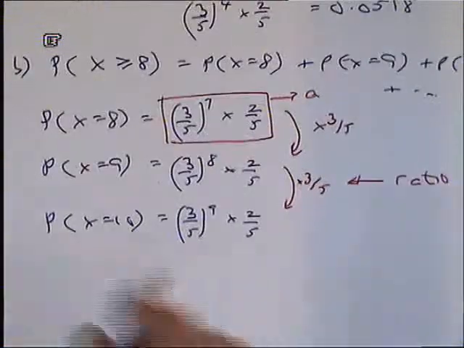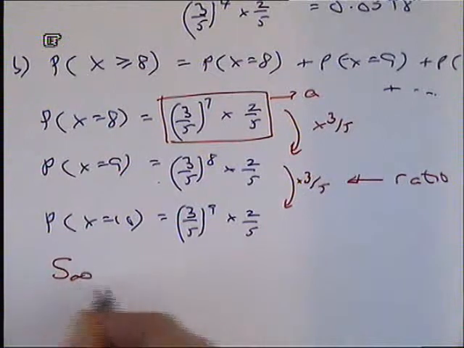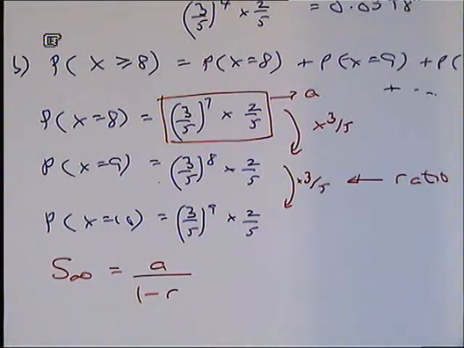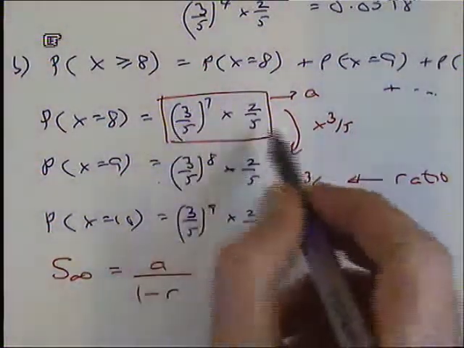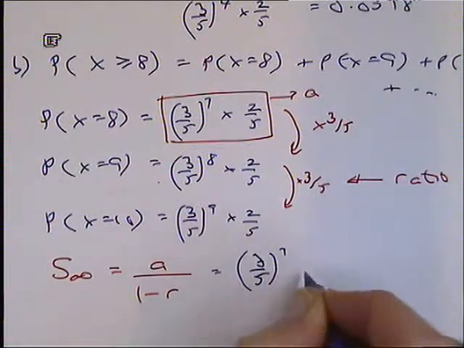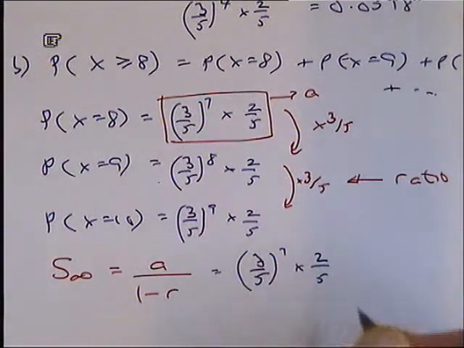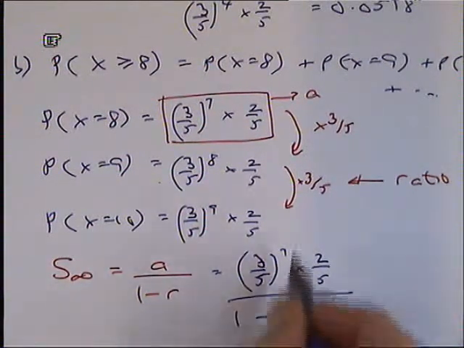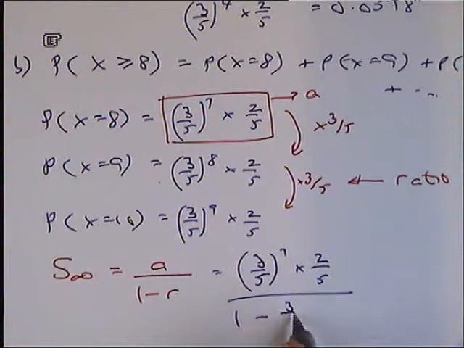And we had before that what we need is a sum to infinity, which is A over 1 minus R. So if we put our values in, A is everything up here in this box: 3/5 to the power of 7 times 2/5. And on the bottom it's going to be 1 minus R, which is 3/5.